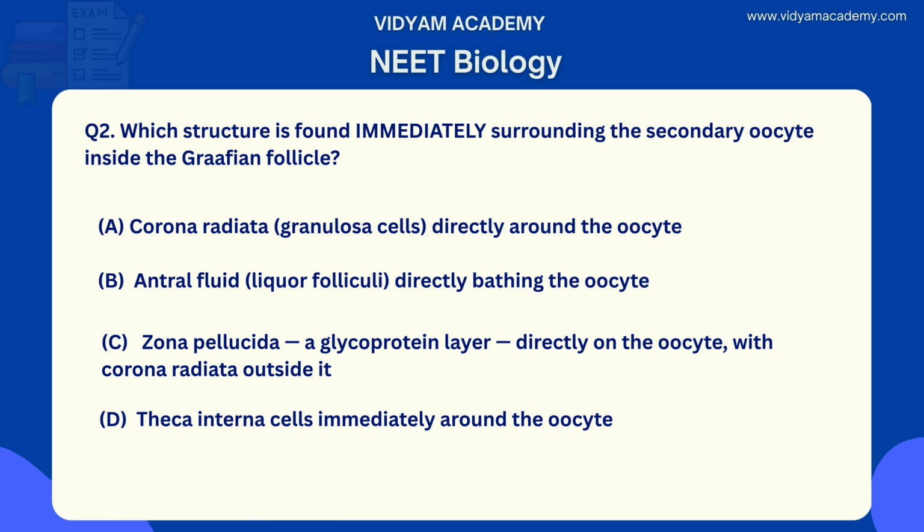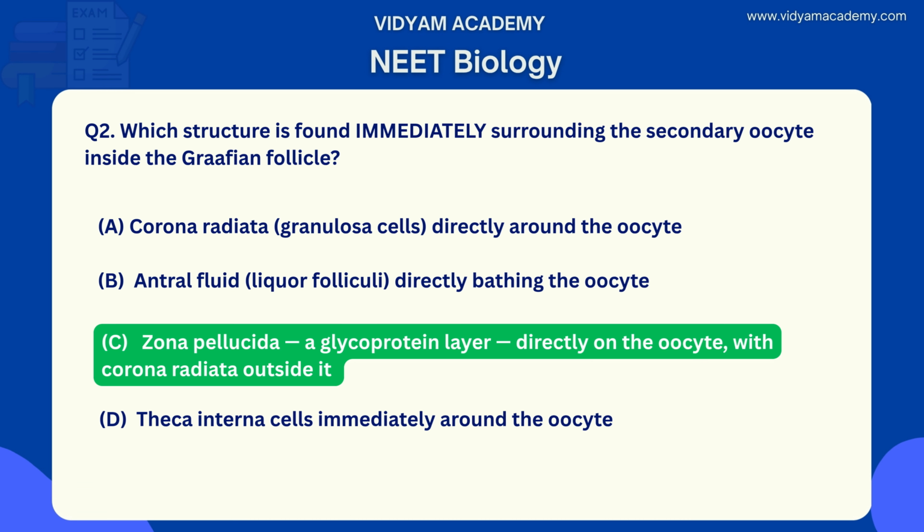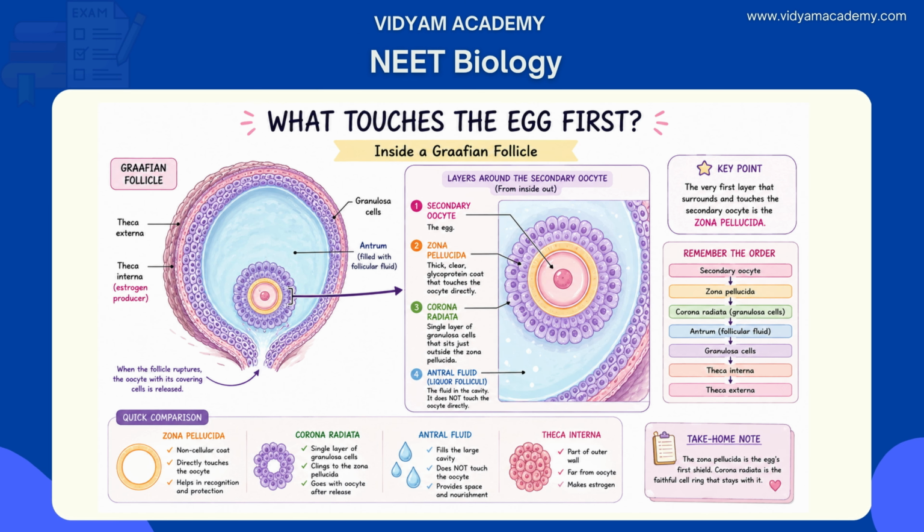What is the right answer for this question? Your time starts now. Could you guess? Yes, C is the right answer for this question. Why and how? Let's see the explanation. Zona pellucida, a glycoprotein layer directly on the oocyte with the corona radiata outside it.